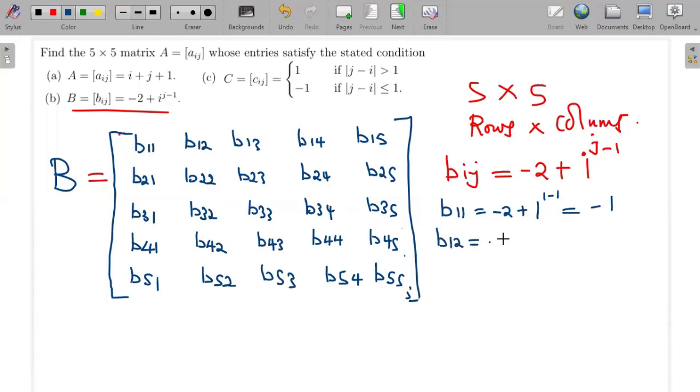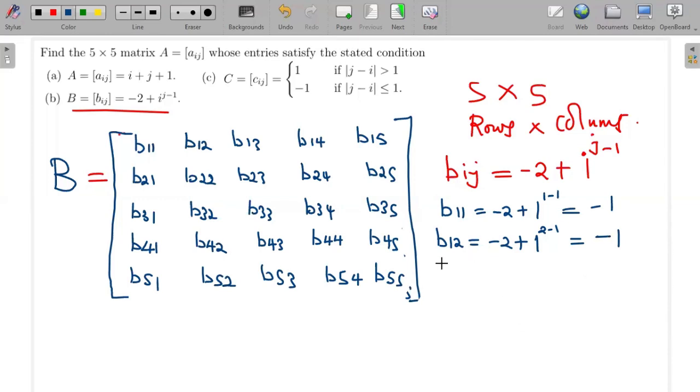Okay, what about B12? This will be equals to minus 2 plus, the i is still 1, but the power there, the j is 2, minus 1. So this will be minus 2 plus 1 to the power 2 minus 1. So 2 minus 1 gives me 1. So 1 to the power 1 is still 1. So minus 2 plus 1 still gives me minus 1.